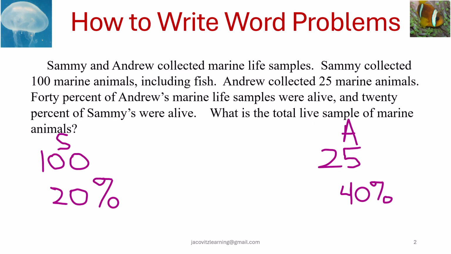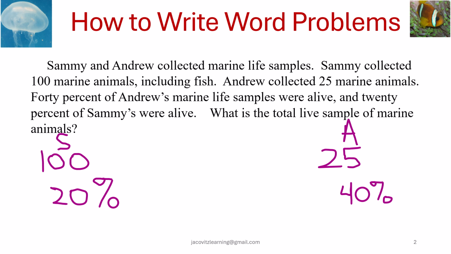Do your math. It's done in the word problem. So just to tell you that even though words are in front of you, please don't feel so badly, you still have to know what these words represent. So you have here, Sammy and Andrew collected marine life samples. Sammy collected 100 marine animals, including fish. Andrew collected 25 marine animals. 40% of Andrew's marine life samples were alive, and 20% of Sammy's were alive. What is the total live sample of marine animals collected?